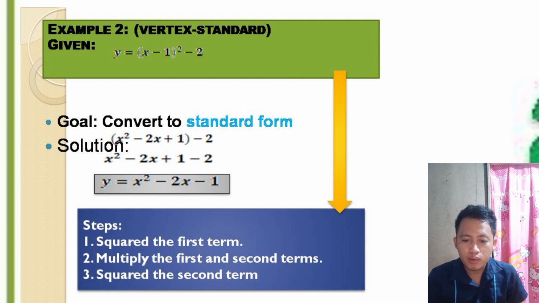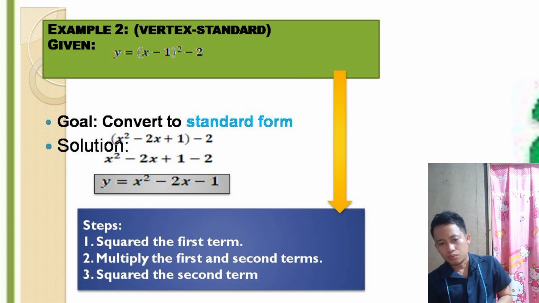We have y equals x squared minus 2x minus 1, which is the standard form of the equation of a parabola.